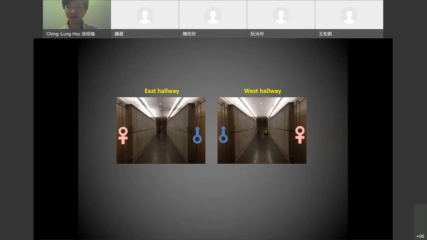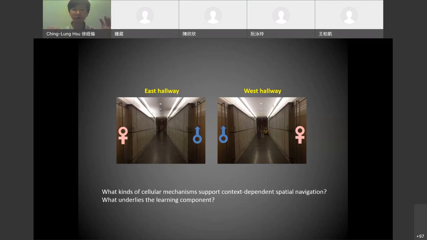So what does context dependence mean? It means that before I walk into the hallway to go to the restroom, I probably have to remember where I just came from, or I probably have to recognize some sort of visual cues, like a plate or small sign in front of the hallway, in order to understand where I am, and then how to get to the restroom I need to get to. So the big problem of the overall project is what kinds of cellular mechanisms can support this sort of context-dependent spatial navigation, and what underlies the learning component.